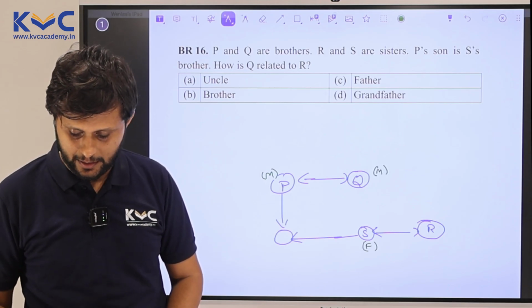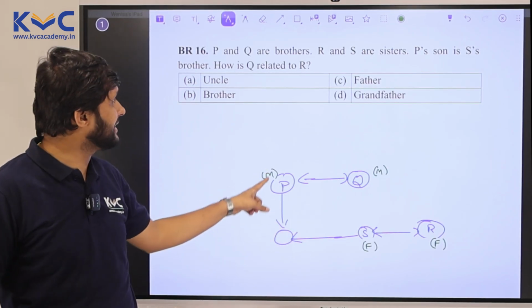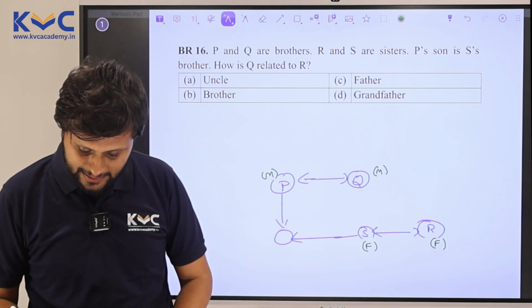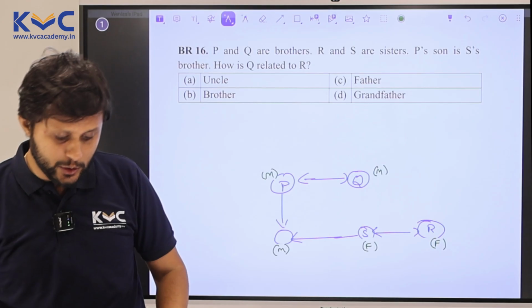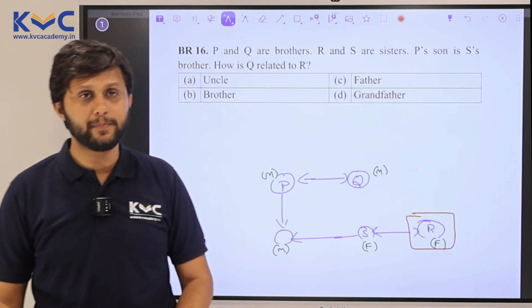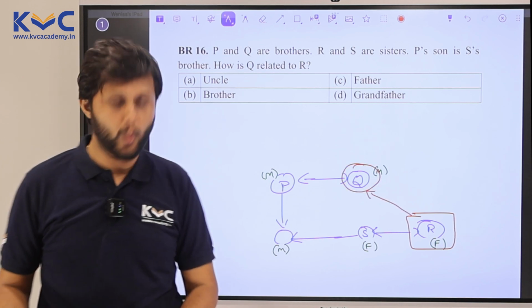These are female, female. Okay, that's why I did not fill this box because that clearly said son. P's son. So this person is male, which is not known. Name is only not given. Fine. How is Q related to R? From R's point of view, we have to see how is Q related over here. We have to reach over here.